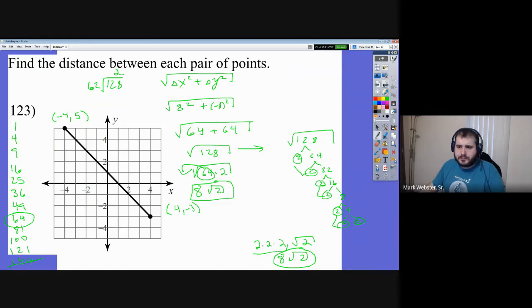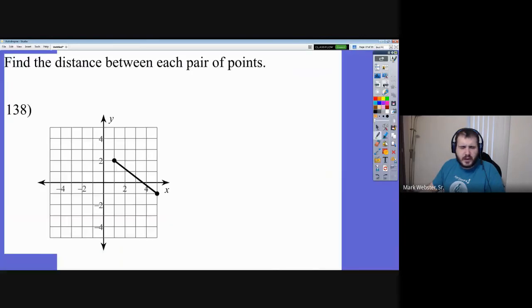I think I might have one more. Yeah, it's the same thing. So let's just go over it together. Let's use the Pythagorean method this time. This has a length of 3. This has a length of 4. So our delta x is 3. Our delta y is 4. 3 squared is 9. 4 squared is 16.